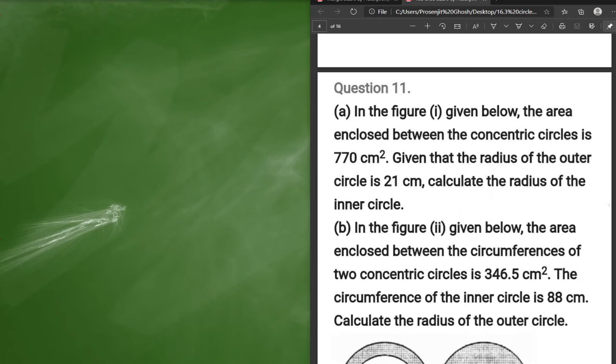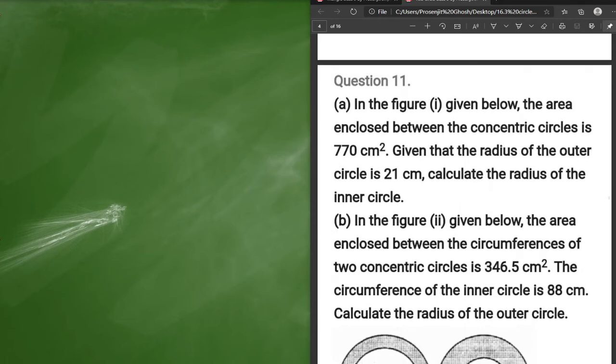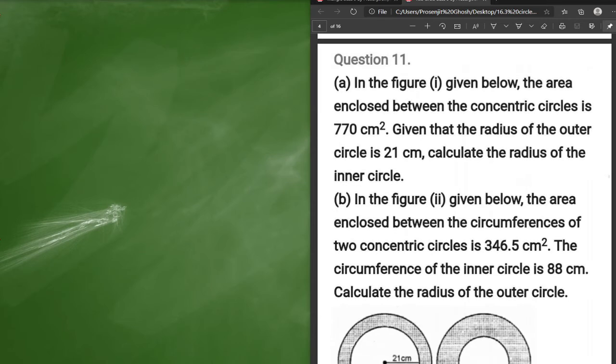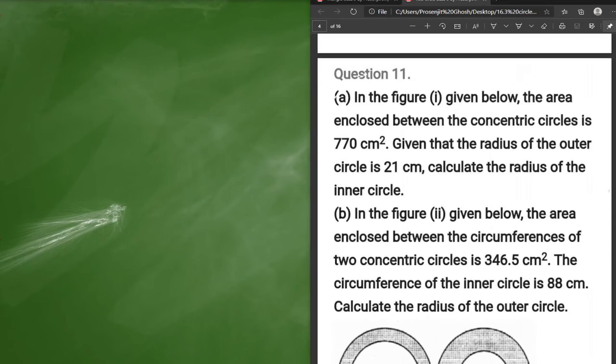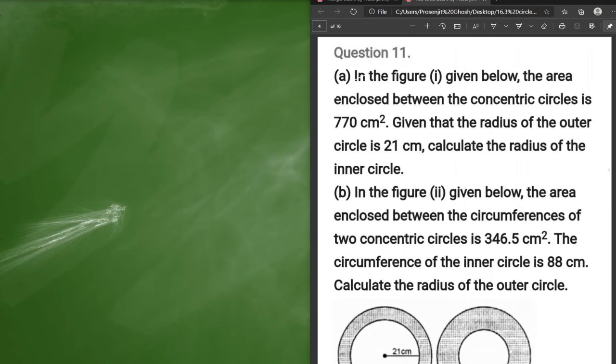Coming to number 11, as I told you about the circular ring concept, one kind of sum is given over here. I will do part A, and I'm giving you part B as homework. You should submit it. So in 11 part A, part 1, the area enclosed between the concentric circles is 770.